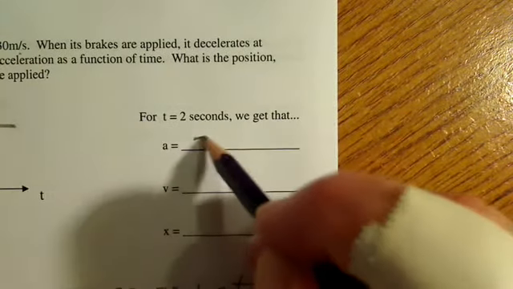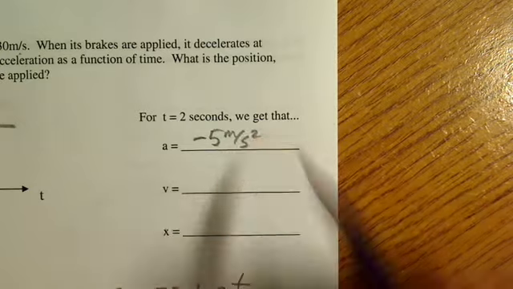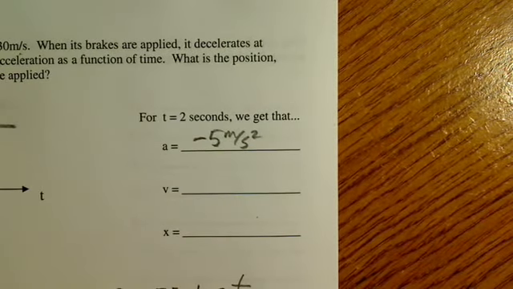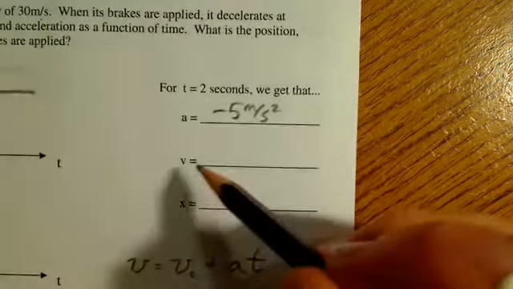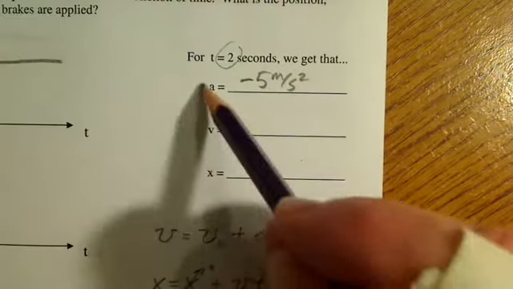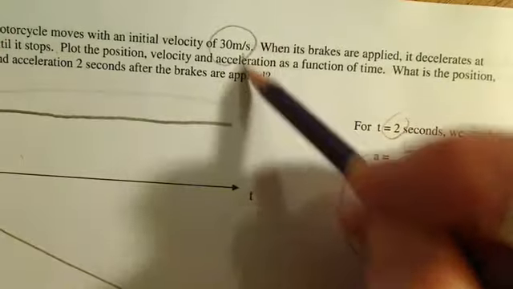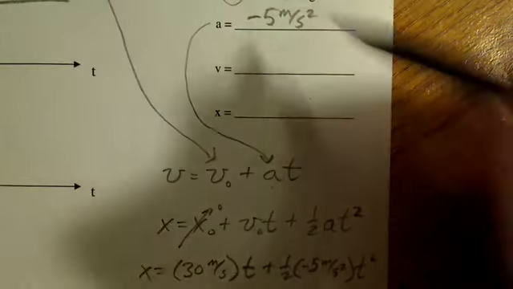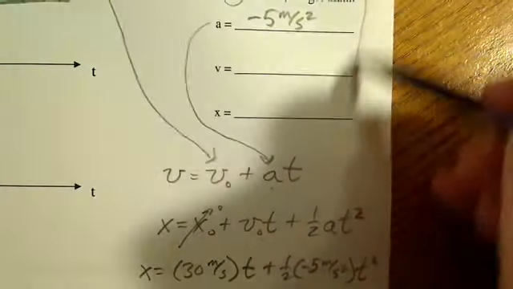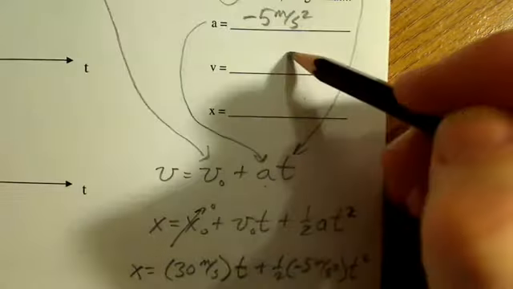For the acceleration, it's constant, negative 5 meters per second squared. And for velocity at 2 seconds, you plug in the acceleration right here. You plug in the velocity right there. That's the initial velocity. And you put in the time right there. And that allows you to find velocity.